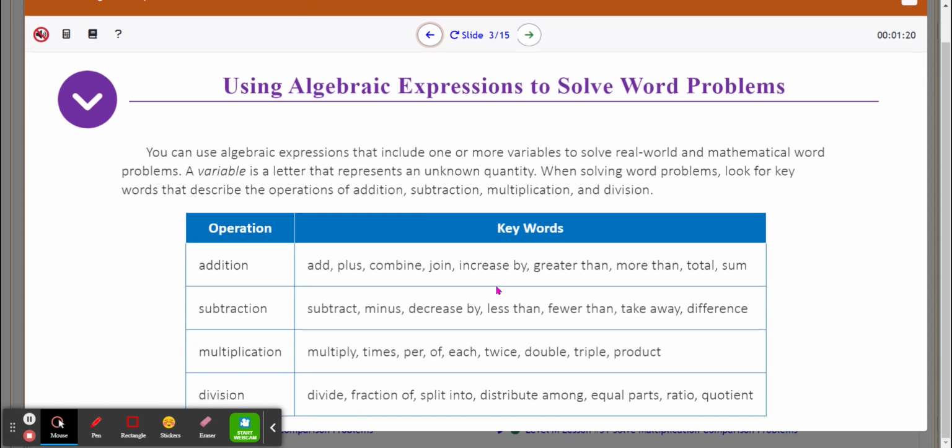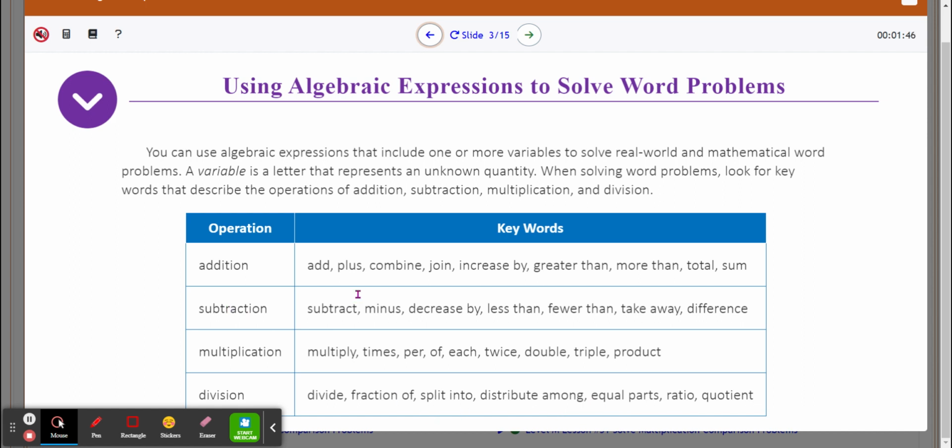So if you look down here, here's a couple of keywords to show you what you're doing in a problem. For example, if you see add or total or sum, it's telling you it's an addition problem. If you see decrease, fewer, difference, these are subtraction problems. If you see multiply, twice, product, these are multiplication problems. And if you see divide, distribute, equal parts, these are all division problems.